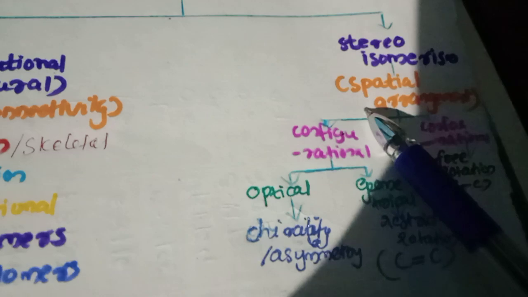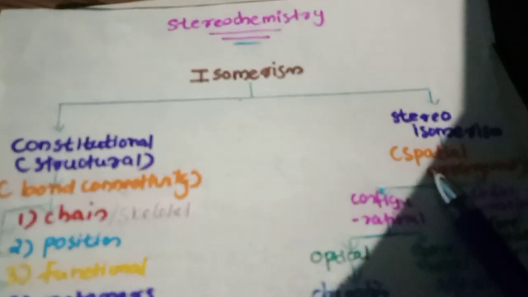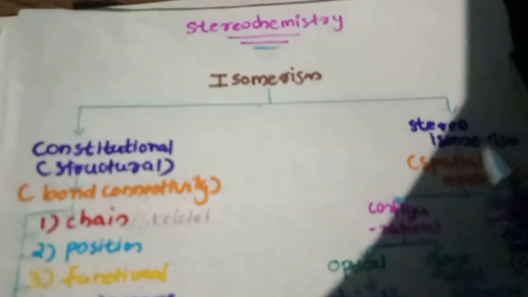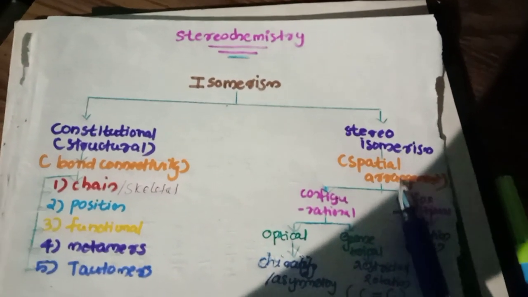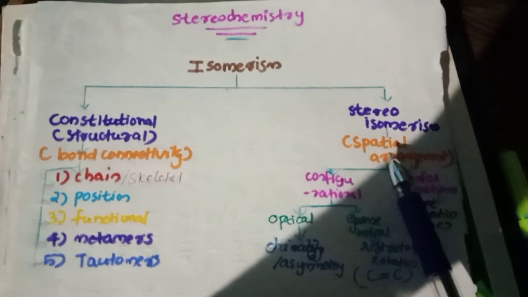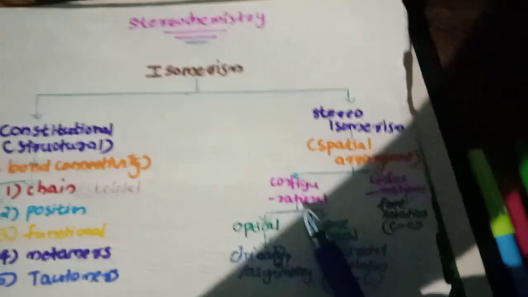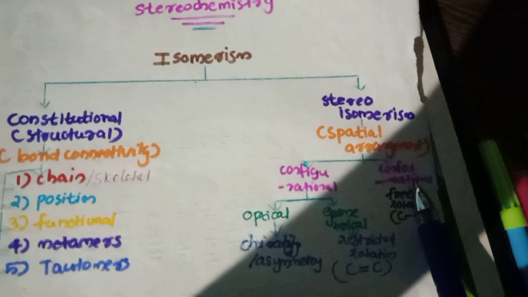Next, stereoisomerism arises due to spatial arrangement. Okay, all atoms are arranged in a 3D manner, which is called the spatial arrangement of atoms, and stereoisomerism arises due to the difference in spatial arrangement of atoms. And they are of two types: one is configurational isomerism and the second one is conformational isomerism.